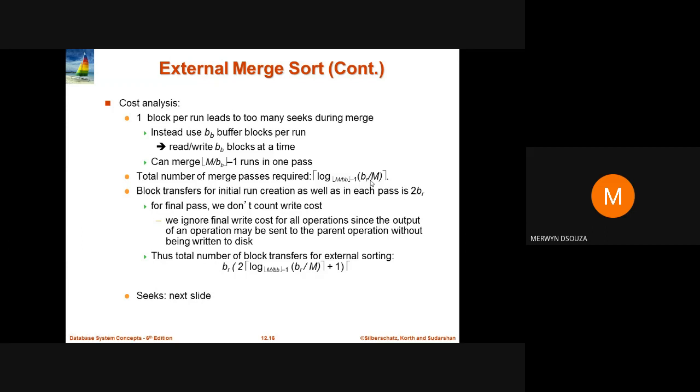The block transfers required for the initial run creation as well as in each pass will be 2 into br. For the final pass, we don't count the write cost. We ignore the final write cost for all the operations, since the output of an operation may be sent to the parent operation without being written to the disk. Therefore, the total number of block transfers for external sorting will be br into (2 log base m divided by bb minus 1 of br divided by m, plus 1).